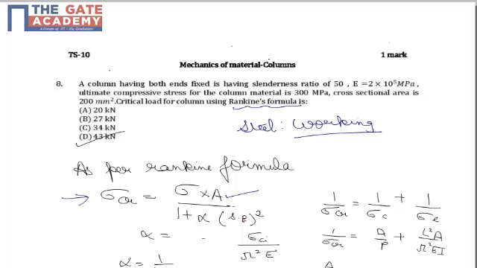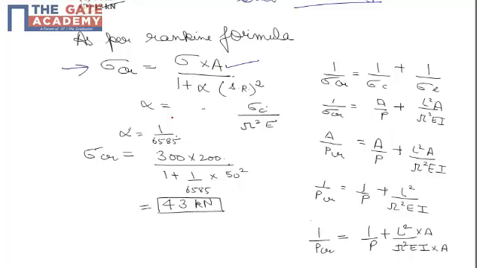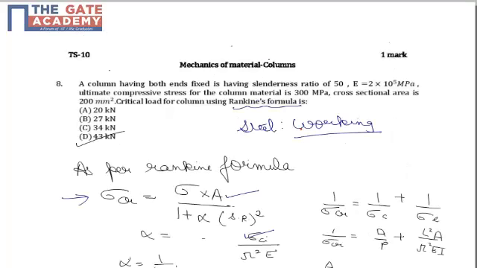upon 1 plus alpha into slenderness ratio whole square. So alpha is sigma c upon pi square E. After substitution of alpha as 1 upon 6585, because sigma c is known, that is the stress capacity in failure due to crushing, which is given as 300 MPa. E is known, which is 2 into 10 to the power 5 MPa, and 1 MPa is equal to 1 Newton per mm square. Please keep this relation in mind.